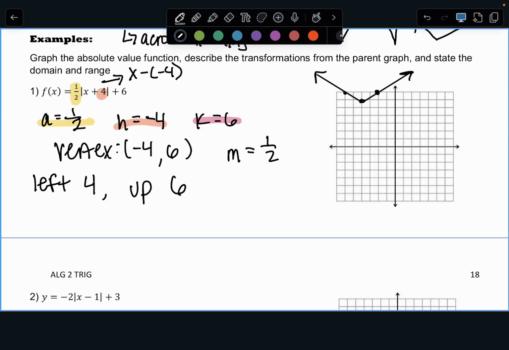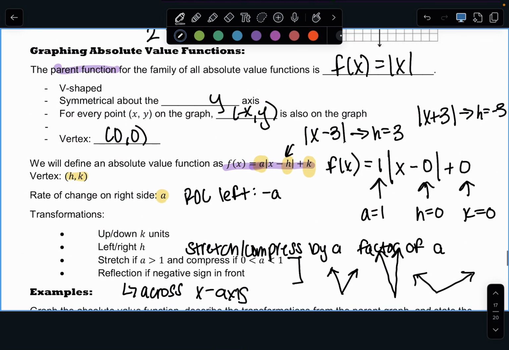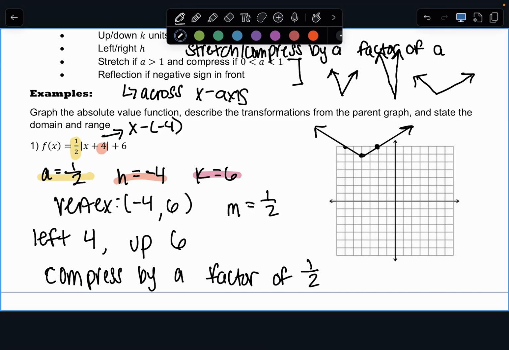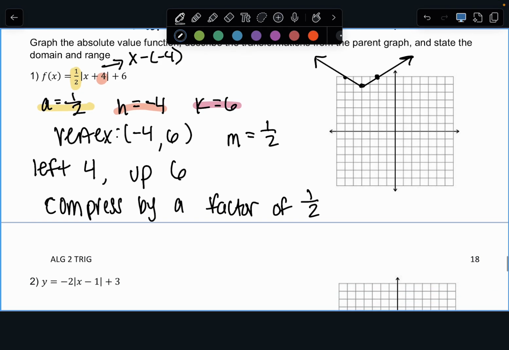Did I stretch or shrink, compress my graph? Yeah. Which one? Stretch or shrink? Shrink. A is 1/2. So that's less than 1. So I compressed or shrunk my graph by a factor of A of 1/2. That is a fancy way of saying I changed my slope from 1 to 1/2. But that's how we write it. We compressed our graph vertically or we stretched it vertically.